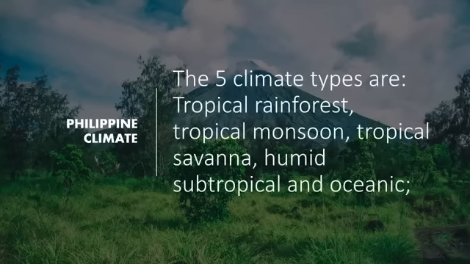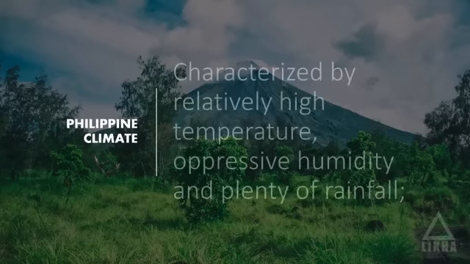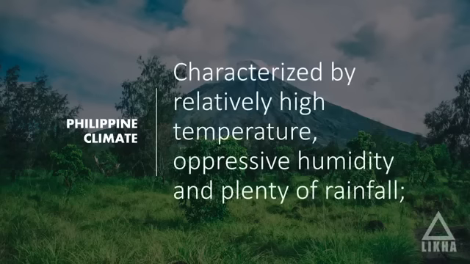Okay, so in the Philippines, we have 5 climate types. Okay, so many of you might be surprised that we have a tropical rainforest, we have a tropical monsoon, we have tropical savanna, humid subtropical, and oceanic. So these subtypes are characterized by relatively high temperatures, oppressive humidity, and of course plenty of rainfall. That's why we only have two seasons, the dry and the wet.